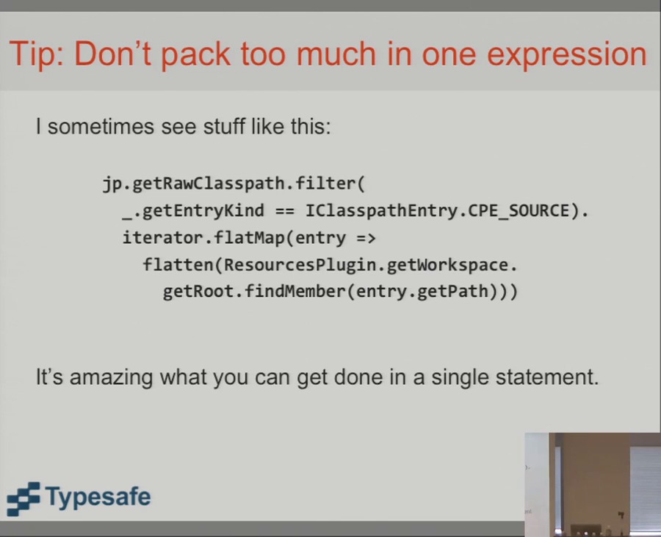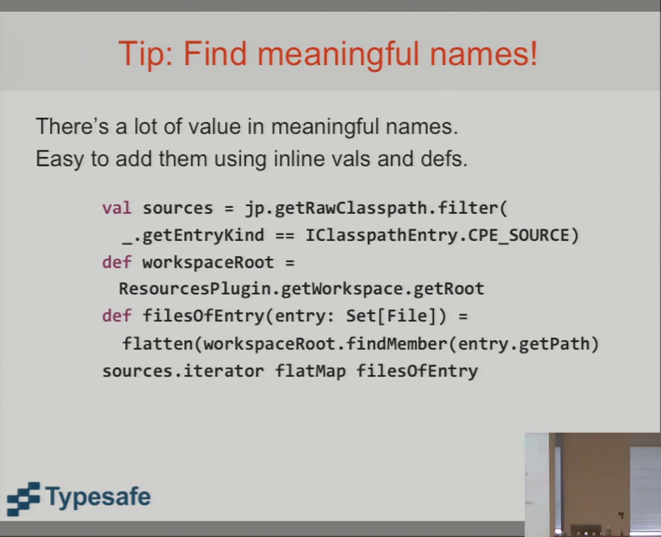So it's amazing what you can get done in a single statement, but that doesn't mean you have to do it. So I tried then to refactor this. It's the same logic, but I just tried to come up with meaningful names. So it seems like after deciphering what this thing does, we define something which is the sources of my IDE, of my program workspace, and there's a workspace root that I have here, and then I use essentially an anonymous method which also deserves a name, namely the files corresponding to an entry, and then at the end I go through my sources and I do a flat map with files of entry, and that's what happens here.